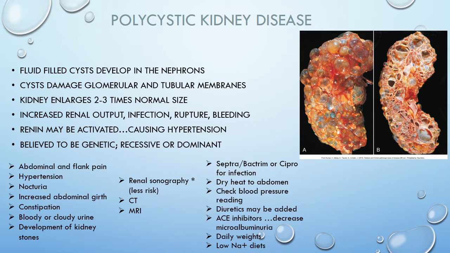Collaborative care will include Septra or Bactrim or Cipro for infections, and applying dry heat to the abdomen. We'll check blood pressure readings. Diuretics may be added. ACE inhibitors will decrease microalbuminuria. We will do daily weights and provide low sodium diets.